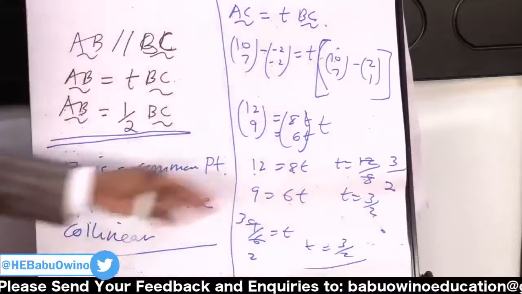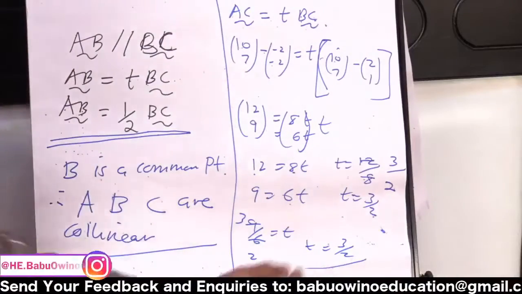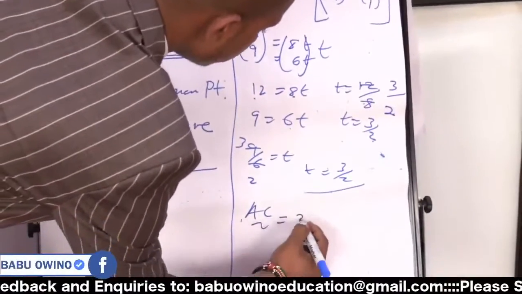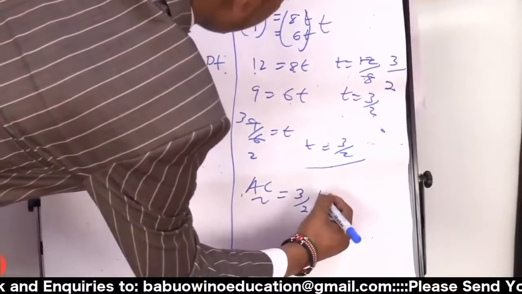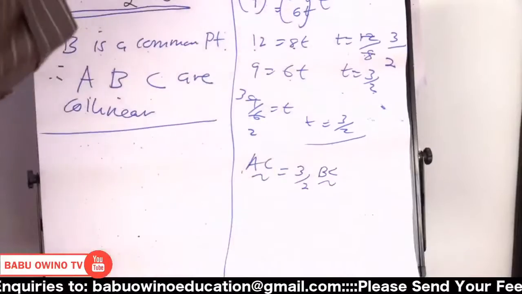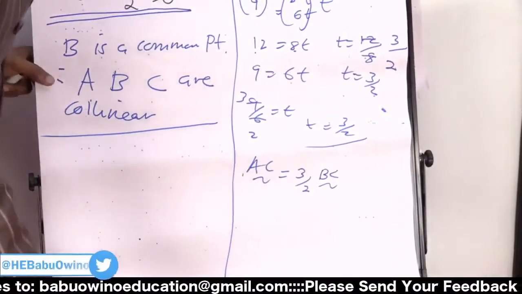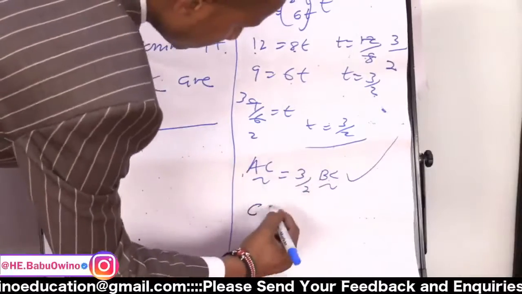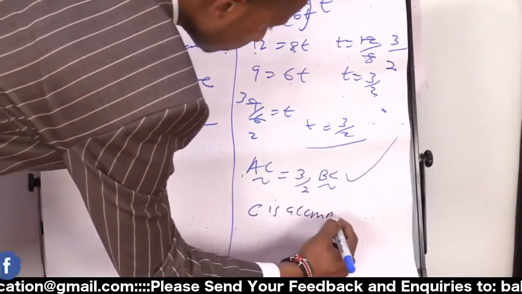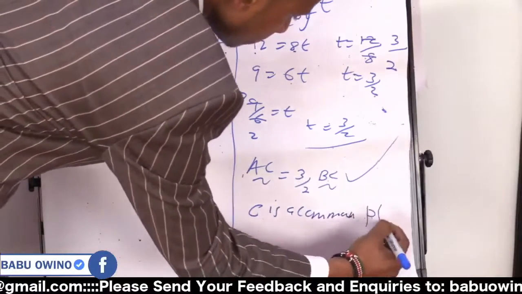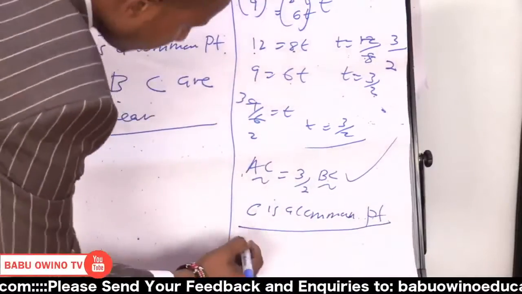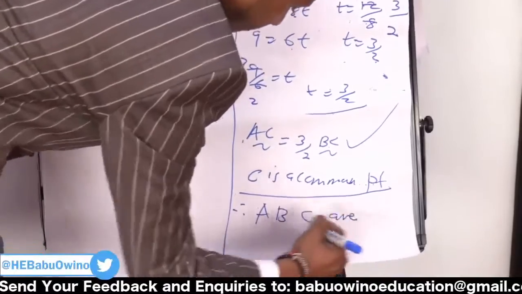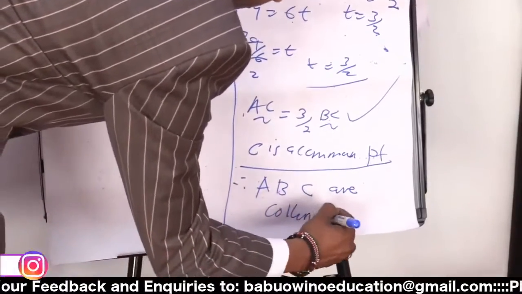So you can see we are getting the same value of T. Therefore you write AC equals T, which is 3 over 2, of BC. Then you identify a common point. Then a common point is point C. You say C is a common point. Therefore, A, B, C are collinear.